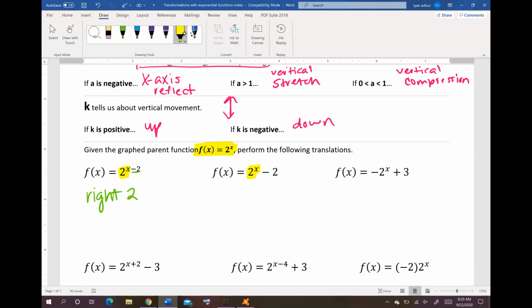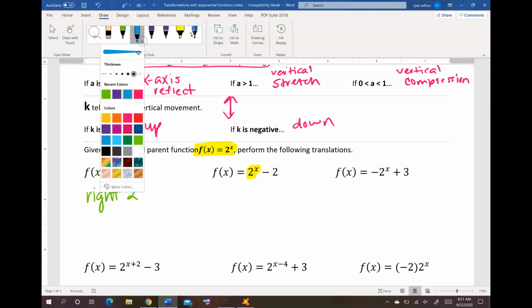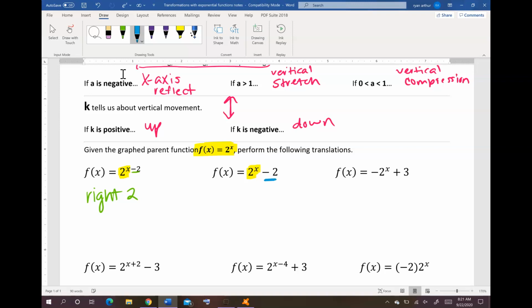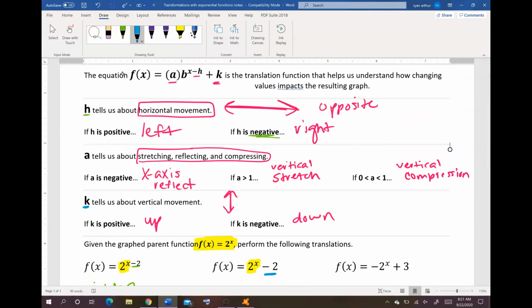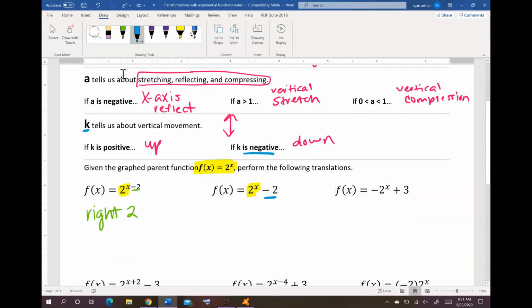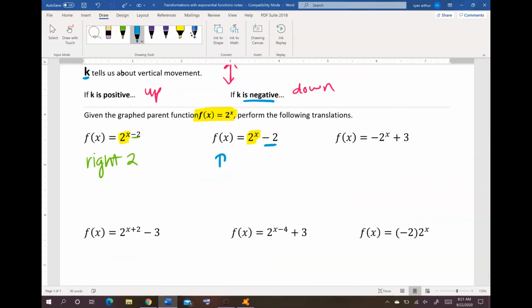This is my parent function. So what is new is this minus 2. There we go. This minus 2 is new. So when I go up here, that minus 2 is going to be my k value. And it's negative, so it means I went down. So I went down 2. Okay, next one.